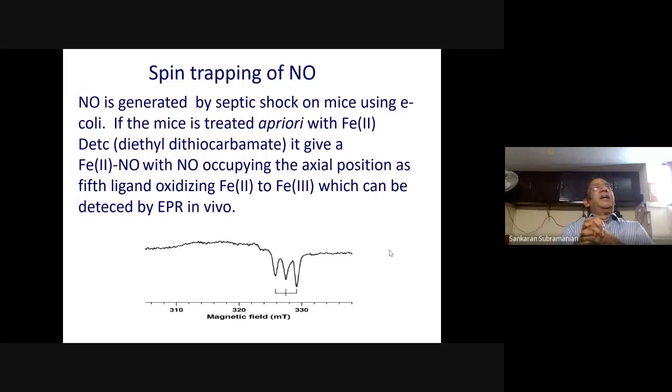But unfortunately, it is a radical with electrons sitting in a degenerate orbital and will not give you a spectrum on its own. And it's very unstable and short-lived.